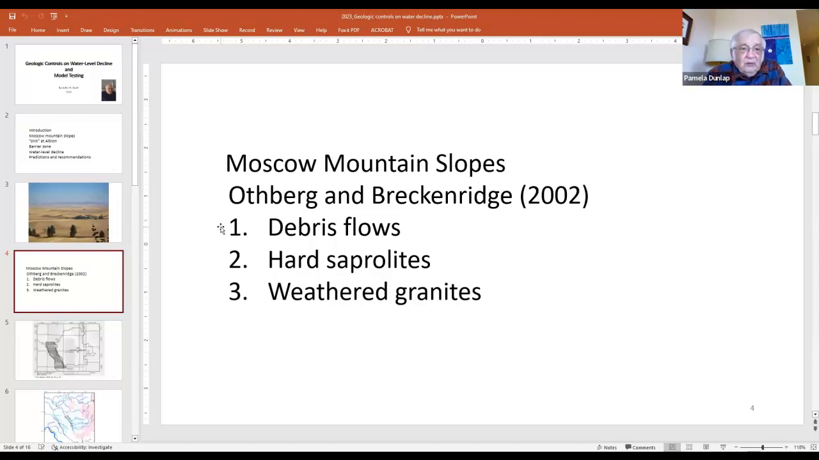Well, Othberg and Breckenridge mapped some debris flows that are Quaternary in age, meaning somewhere in the last million years, but primarily probably in the last 100,000 years. They mapped some of the debris flow deposits way out onto the flats over the basalt, some of them extending beyond the basalt edge. And that's really important to my thinking and helps sort of verify the model.